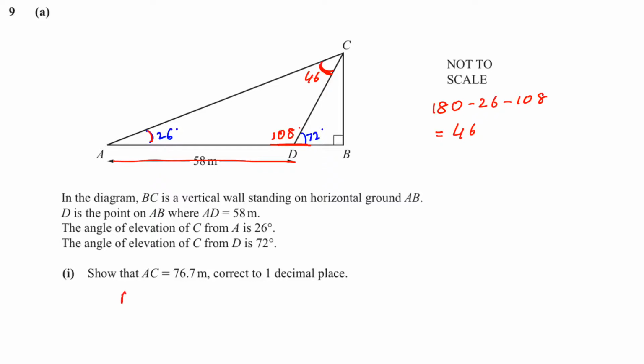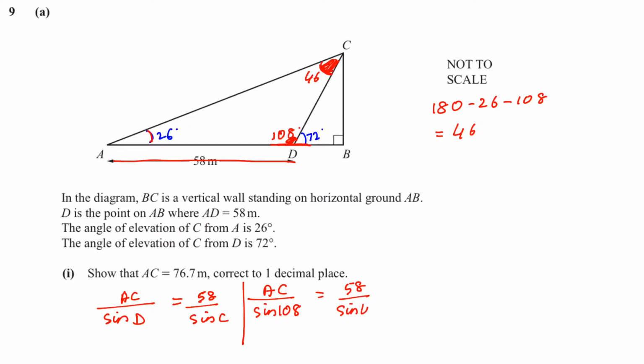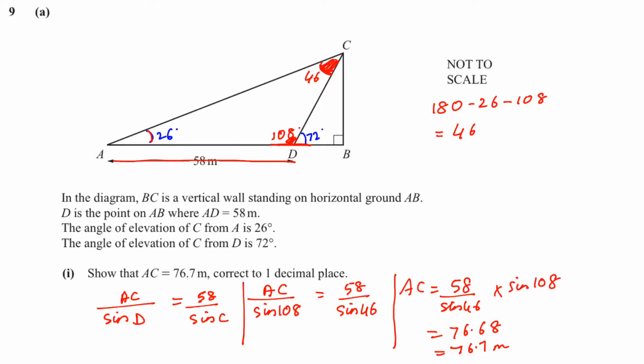So the sine rule is AC over sine D, this one, is equal to 58 over sine C, this angle here. So we have to just replace now. AC we don't know, but D is 108, so AC over sine 108 is equal to 58 over sine 46. Cross multiply, AC is equal to 58 over sine 46 times sine 108. This will give us approximately 76.68. You can round it to 76.7 meters. So we did what they had asked us to do.